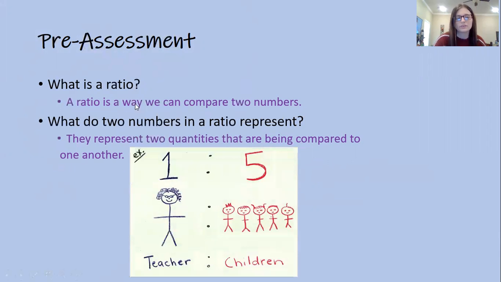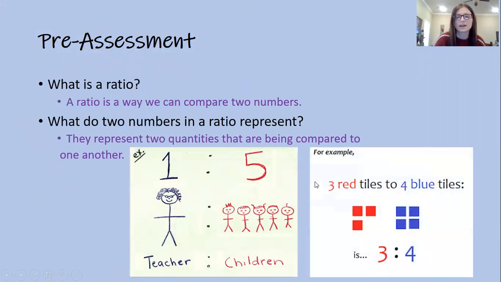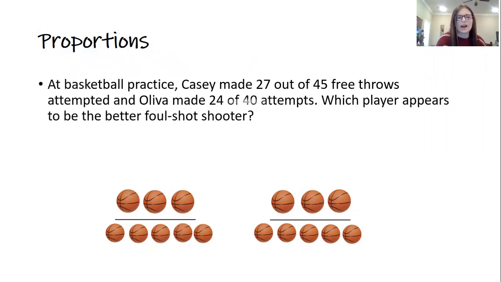Here's an example of a ratio, 1 teacher to 5 children. And then another example is 3 red tiles to 4 blue tiles. Now we are going to talk about proportions, and I'm going to do a little word problem with y'all. So at basketball practice, Casey made 27 out of 45 free throws attempted, and Olivia made 24 of 40 attempts. Which player appears to be the better foul shot shooter?